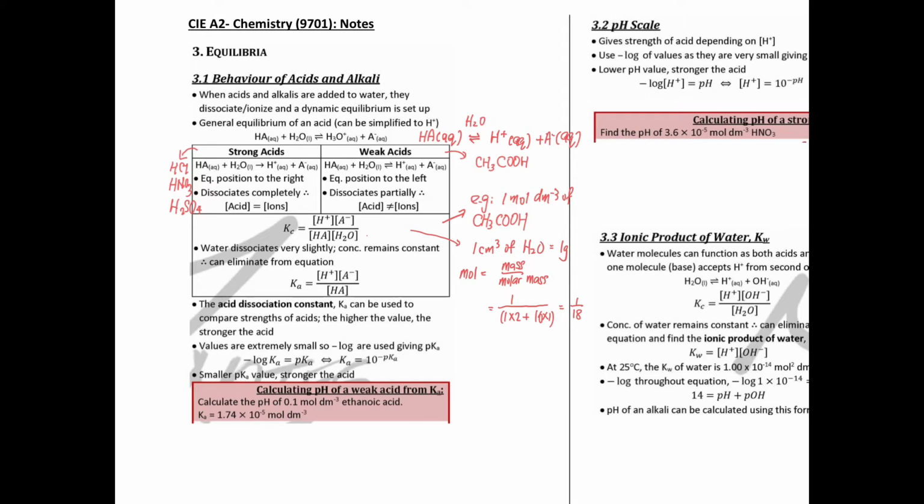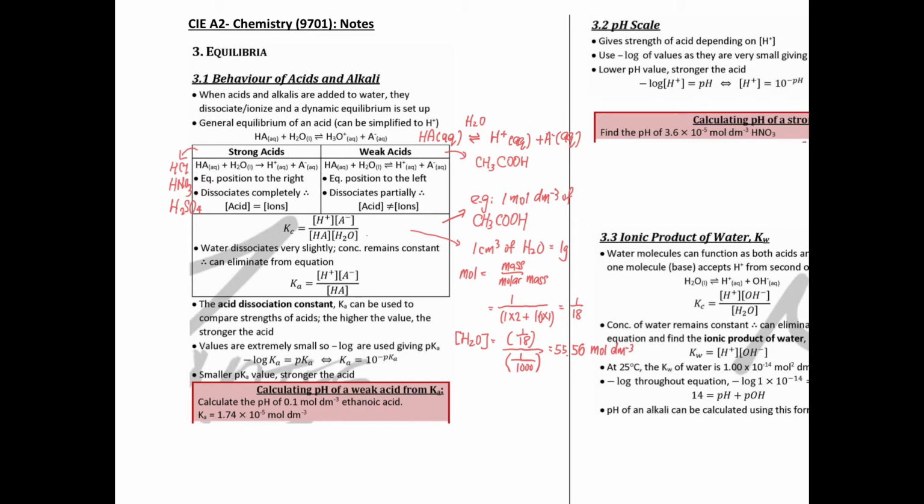Concentration is mole divided by volume. So the concentration of H2O is mole divided by volume. What volume are we talking about? It is 1 cm cube. To change to dm cube, you have to divide by 1000. And from here, we just press the calculator: 55.56 mole per dm cube.